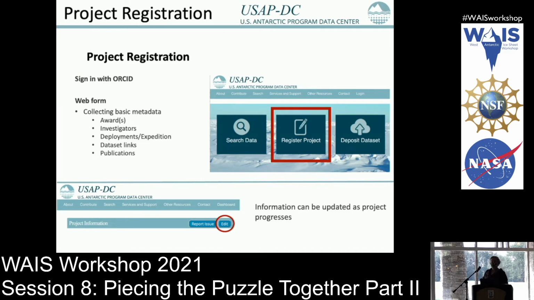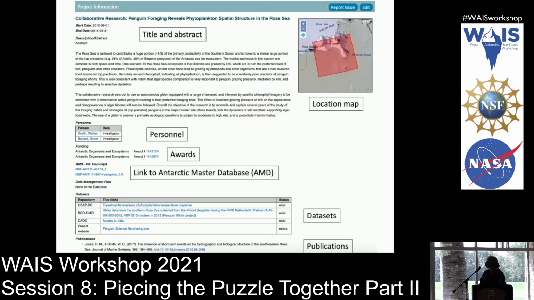You'll hit the big register project button to do that. You'll be stepped through a web form, most of which is pre-populated because you've already written all this in your proposal, but we'll move it over and we'll make a website for you. And the nice thing about it at the bottom here is there's an edit button at the top of the page. So this project page is going to live through the life of your research project. And you'll add to it, you'll add data sets, you'll add publications. It'll grow, but it'll pull all the different contributions from your project into one place. And that's extremely helpful for other people finding what you've done.